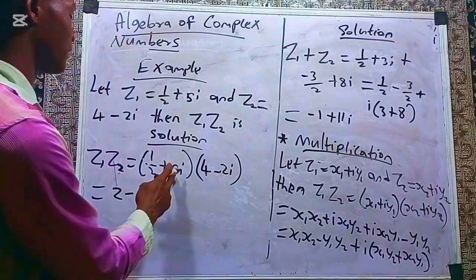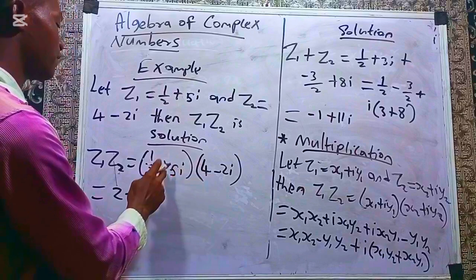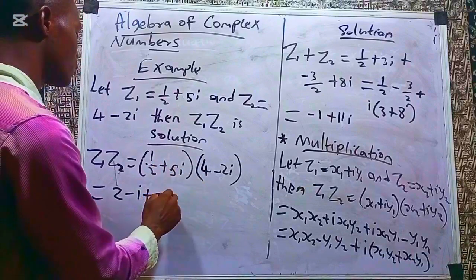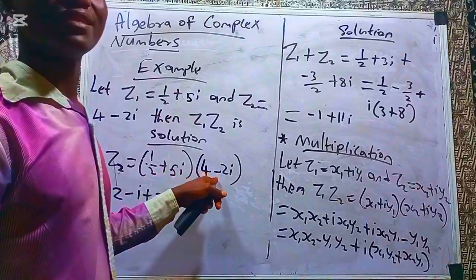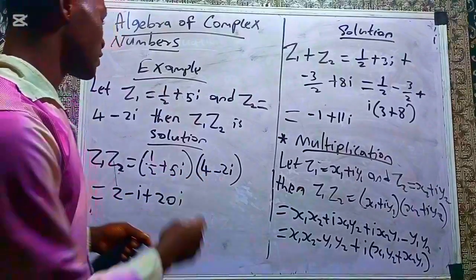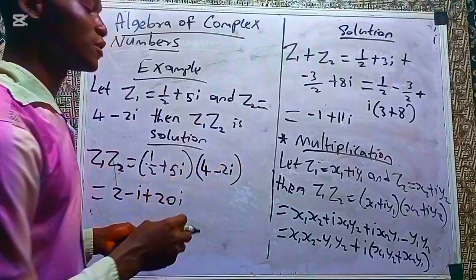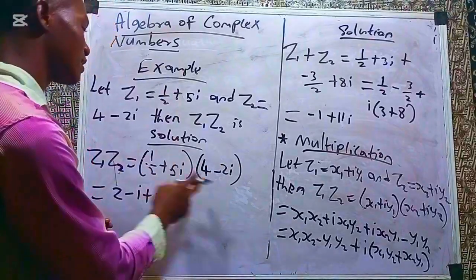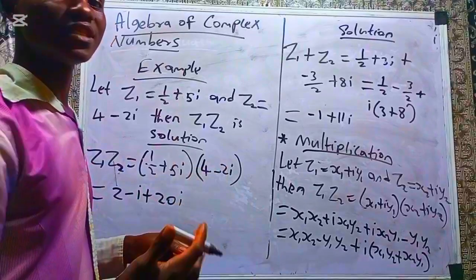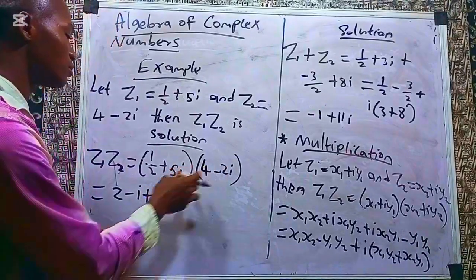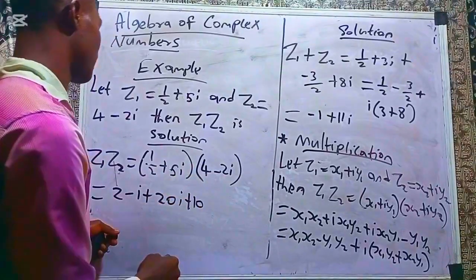Start with this one. 5i times 4, positive 5i times positive 4, will give you positive 20i. Then positive 5i times negative 2i. First of all, i times i will give you i squared. i squared is minus 1. Then times this negative sign here will give you positive 1. So you will now have 5 times 2, which is 10. So you have positive 10.